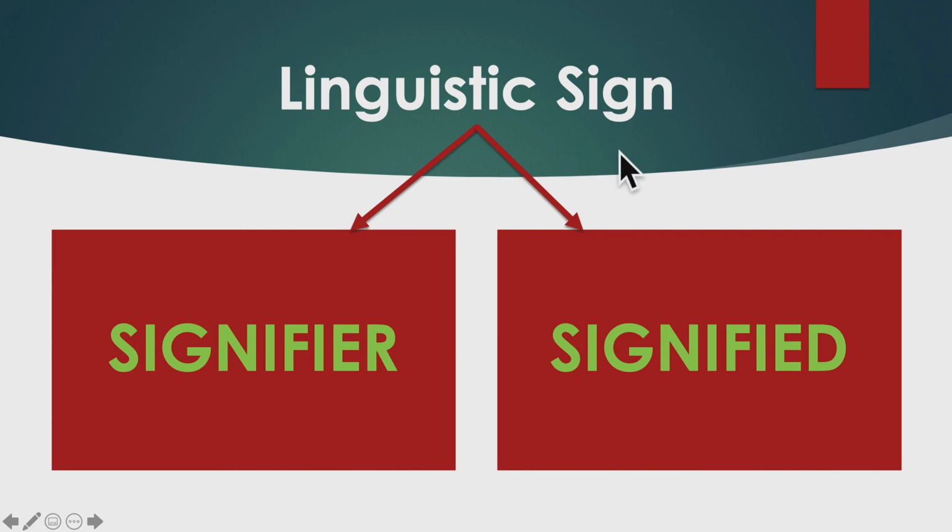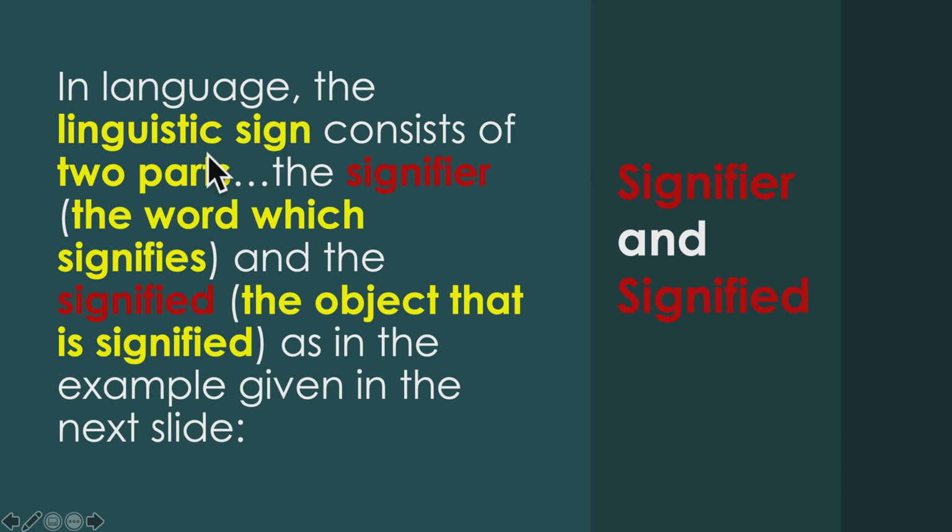Linguistic sign. Basically, the linguistic sign depends upon two things: signifier and signified. What are they? Let's discuss. In language, the linguistic sign consists of two parts: the signifier, the word which signifies, and the signified, the object that is signified, as in the example given in the next slide.